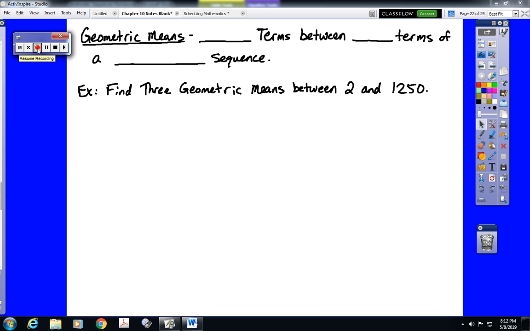This video will cover how to find the geometric means. Geometric means would be unknown terms between known terms of a geometric sequence. So we're going to approach this in a very similar fashion to how we approached arithmetic means earlier in the chapter. It is going to tell us in the problem how many blanks we need to insert.